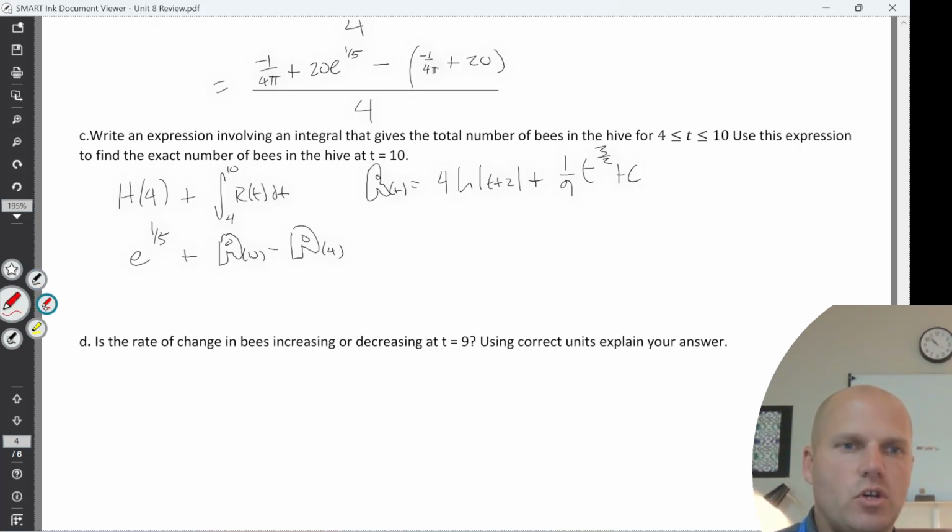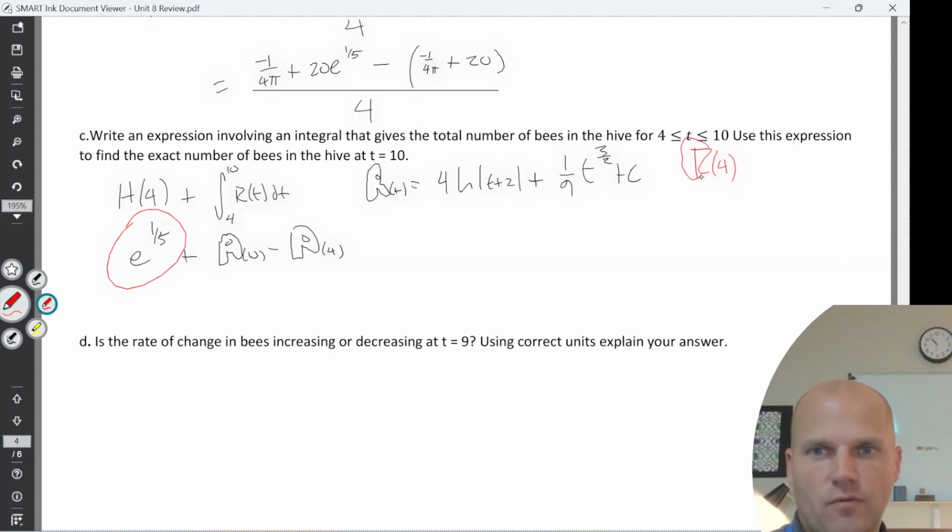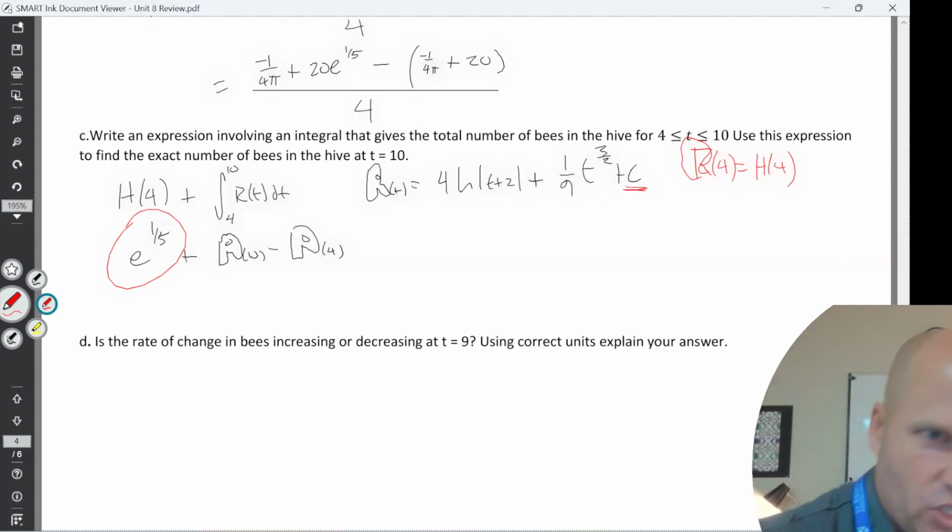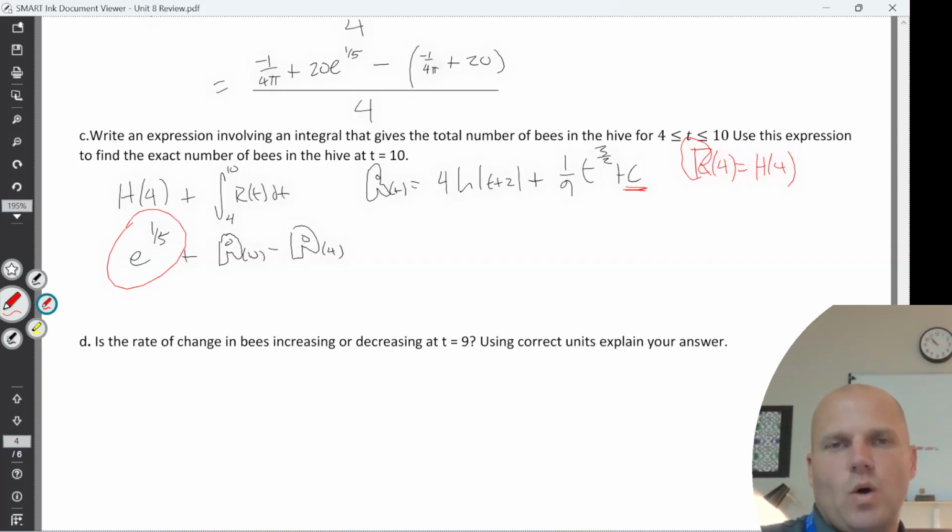Now, what's interesting is you could have actually said, okay, R of 4 could be found, and capital R of 4 has to equal h of 4 for this thing to be continuous. So you could have actually found C. You could have plugged in 4 and solved for that, set equal to e to the 1/5, which is why, remember about C's, we could actually go backwards and find C. And if you did that, good on you. It'll be a little bit messy, which is why I'm just not going to do it.